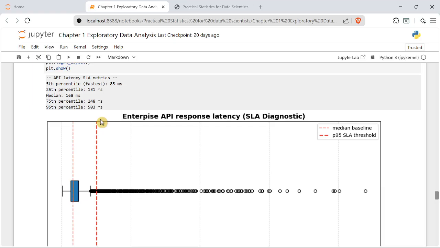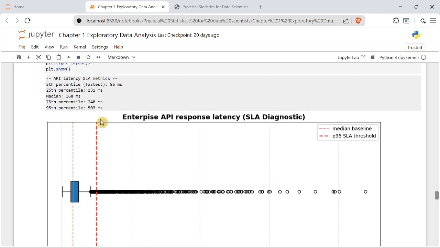Okay. If we are pitching to enterprise clients who require real-time data processing, this 500 millisecond lag at the P95 level is a major churn risk and an explicit violation of standard SLAs.